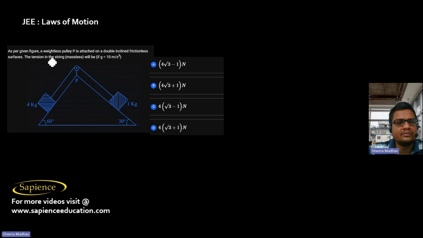Then here it is told, as per given figure, a weightless pulley P is attached on a double inclined frictionless surfaces.